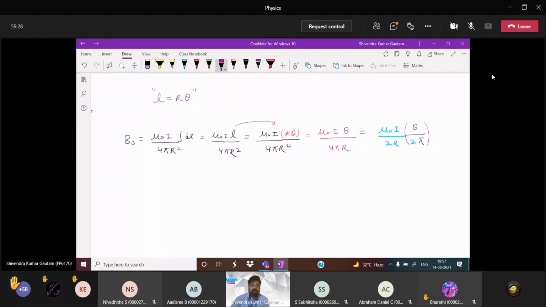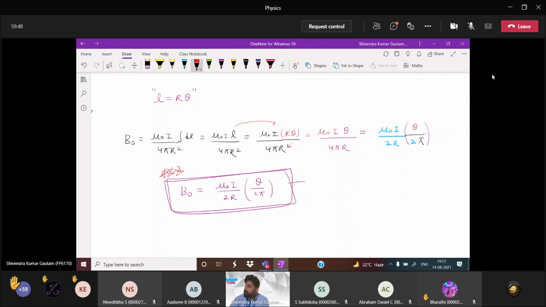This formula is now finally telling you that B at the center due to any arc is mu naught I by 2r, theta divided by 2 pi. This you remember, and any expression you can derive it.